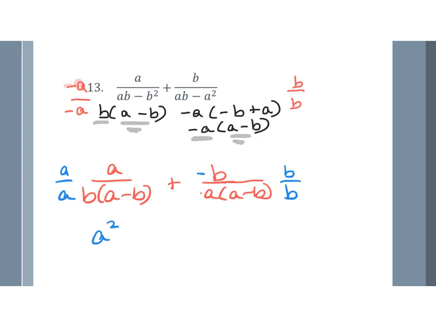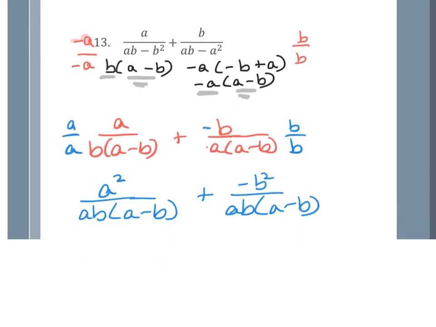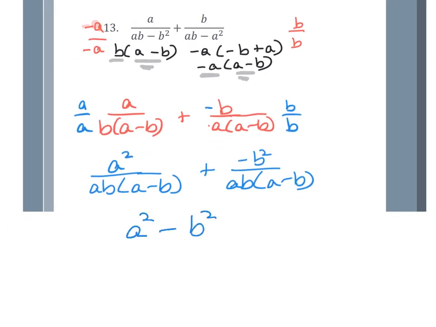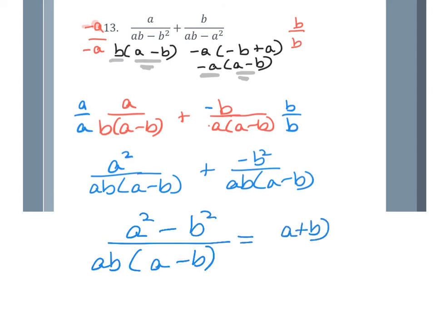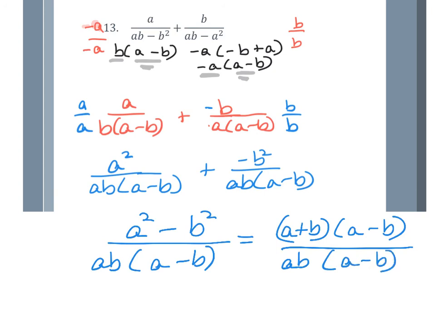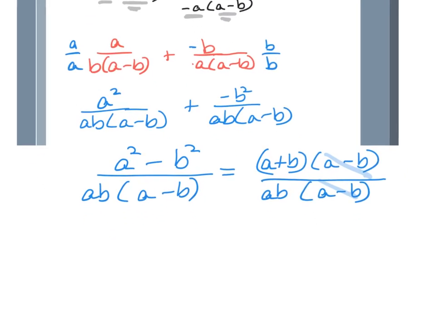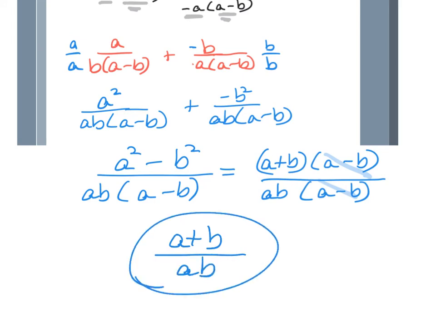So this will become a squared. The denominator here is ab times a minus b. Over here it becomes negative b squared over ab times a minus b. Now add the numerators: a squared minus b squared over ab times a minus b. I can factor the numerator, since it's the difference of two squares: a plus b, a minus b over ab times a minus b. This will simplify, and my final answer is a plus b over a times b. That is your fully simplified addition problem.